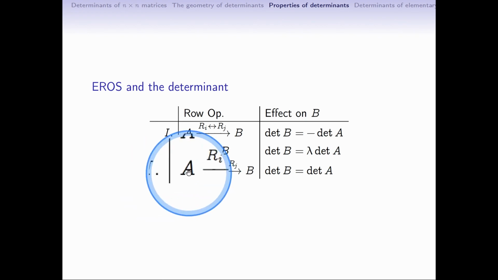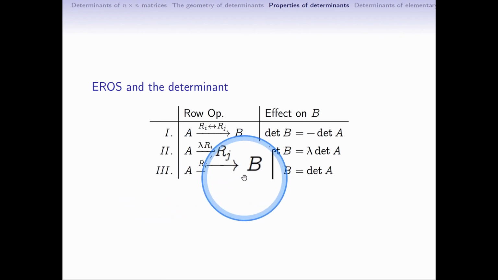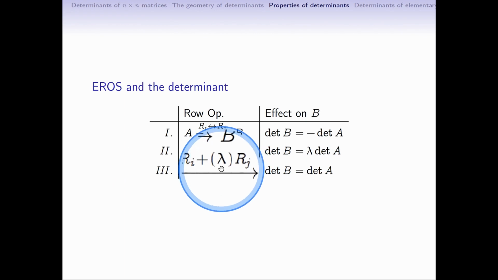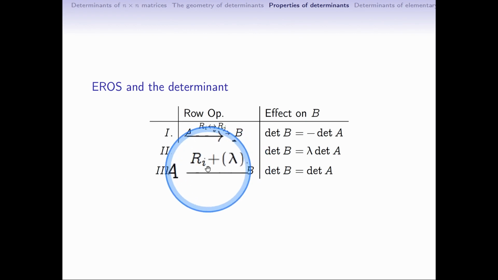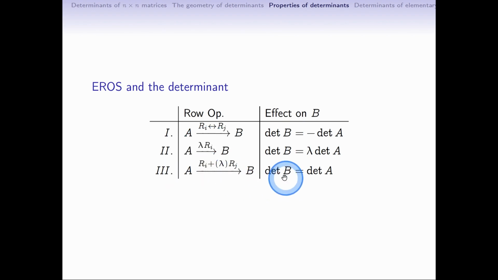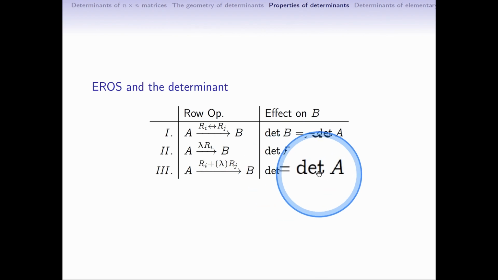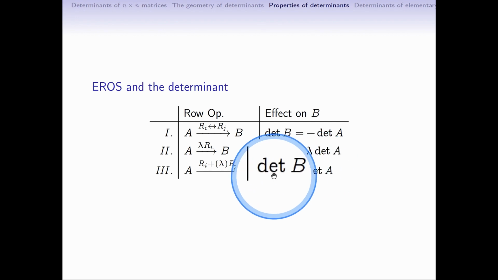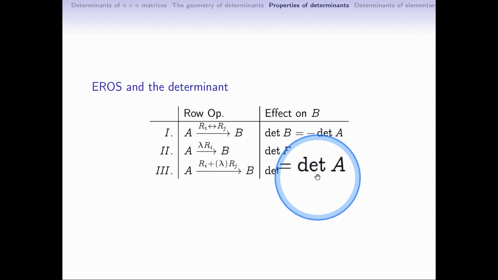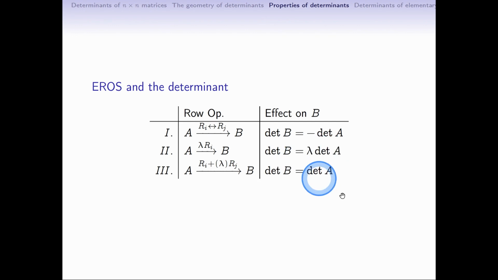The matrix A is being transformed into the matrix B by multiplying row J by lambda and adding that onto row I. And what the theorem tells us is that whenever we perform a type 3 operation like this, the determinant of B will in fact be equal to the determinant of A. A single type 3 operation does not change the determinant. The determinant of B will equal the determinant of A.